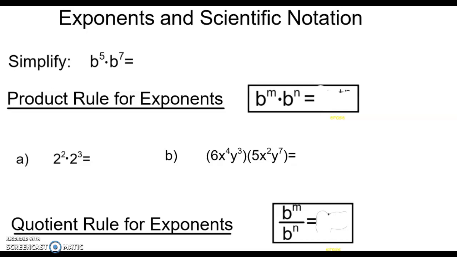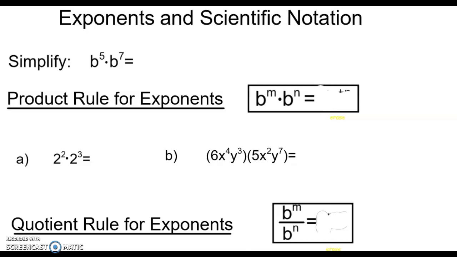Everybody. So this is just going to be a quick review of exponents, and maybe we'll get to scientific notation, but my guess is that's just going to be in a different video. So go way back in your head to knowledge, b to the 5th times b to the 7th. What do you think?